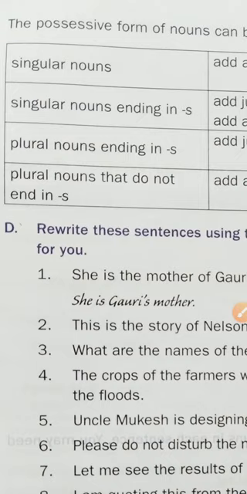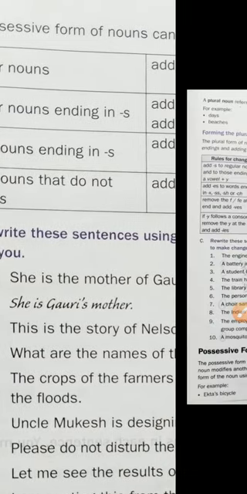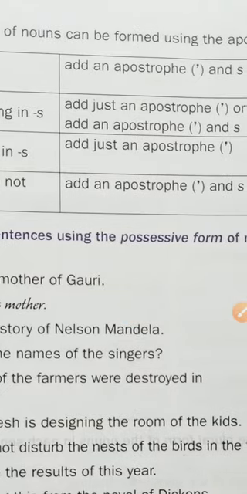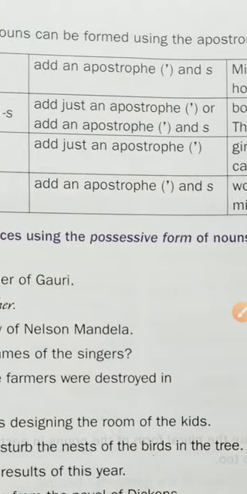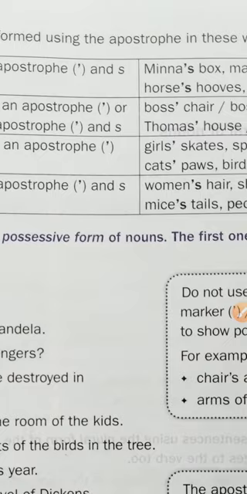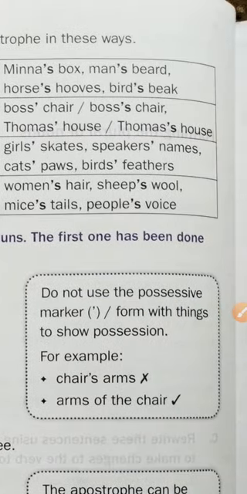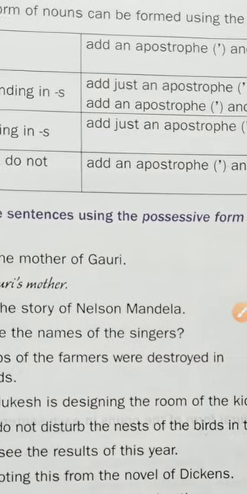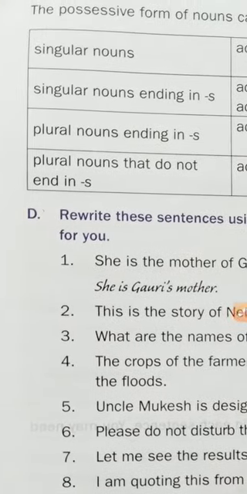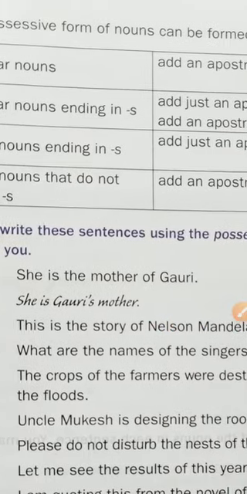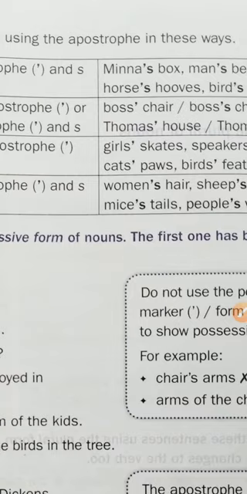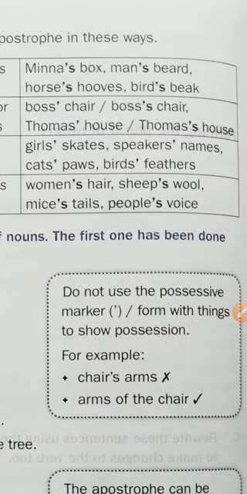Plural nouns ending in s: just add an apostrophe. For example, girls' skates, speakers' names, cats' paws, birds' fishes, like this. And plural nouns that do not end in s, add both apostrophe and s, like this: women's hair, sheep's wool, mice's tail, people's voice.